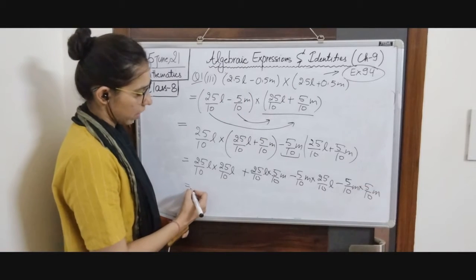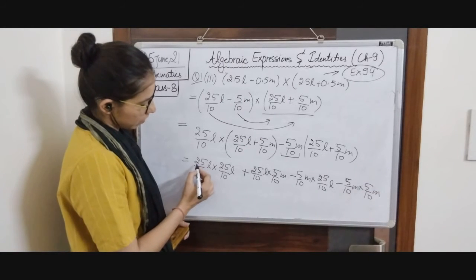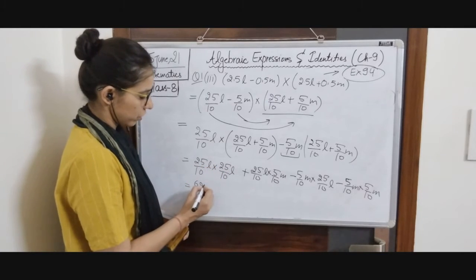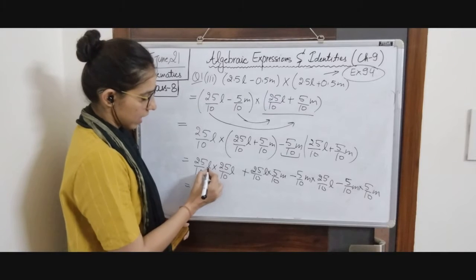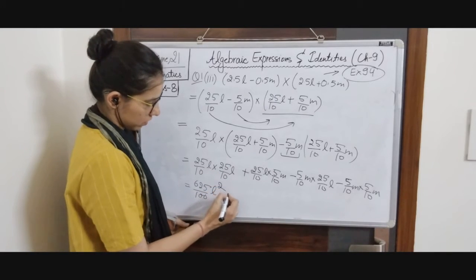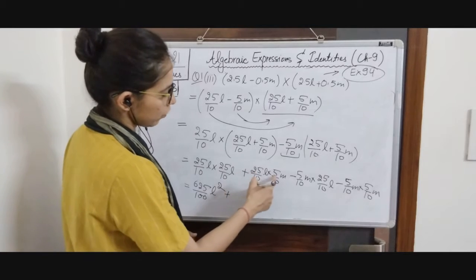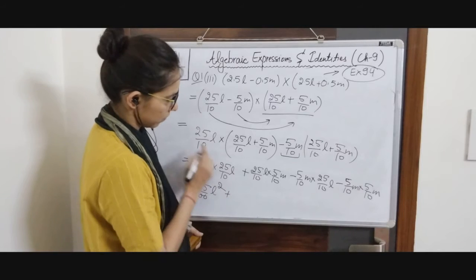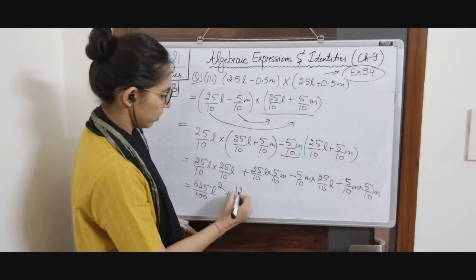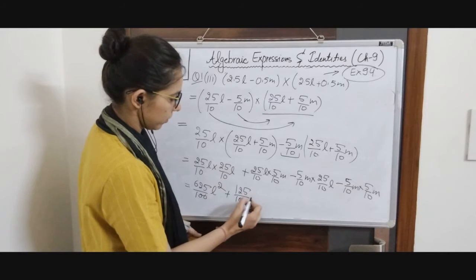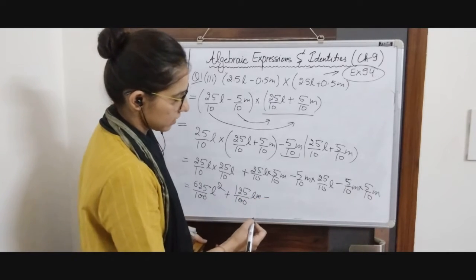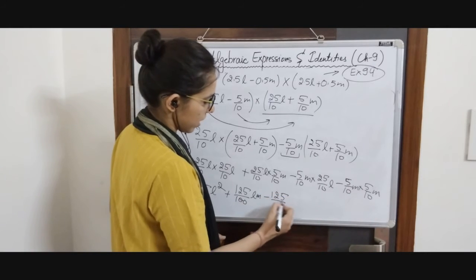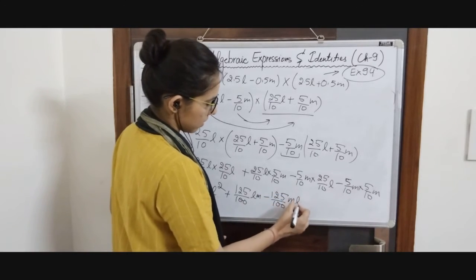Now the simplification part, this is going to be product of coefficient. Product of coefficient 25 into 25 is going to be 625 by 100. L into L is going to be L square. Again 25 into 5 is going to be 125, sorry. 125 by 100 Lm minus 25 into 5, 125 by 100 into ml.